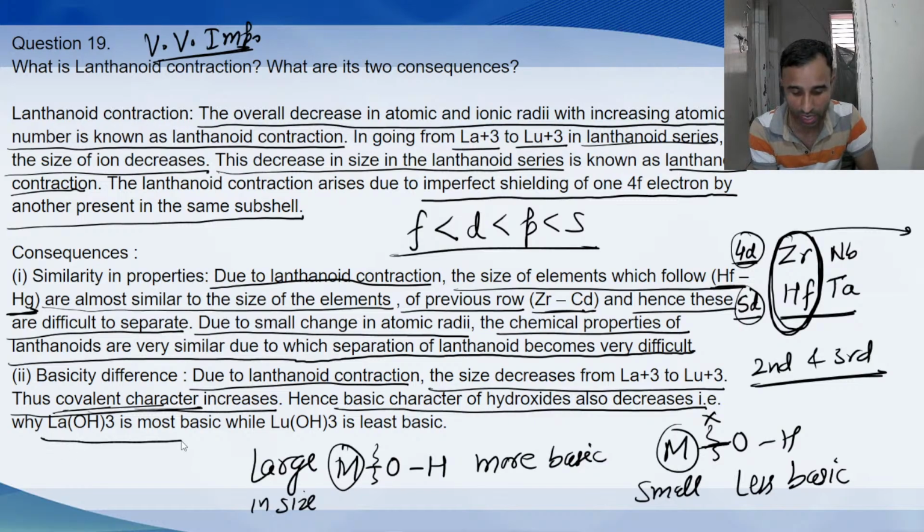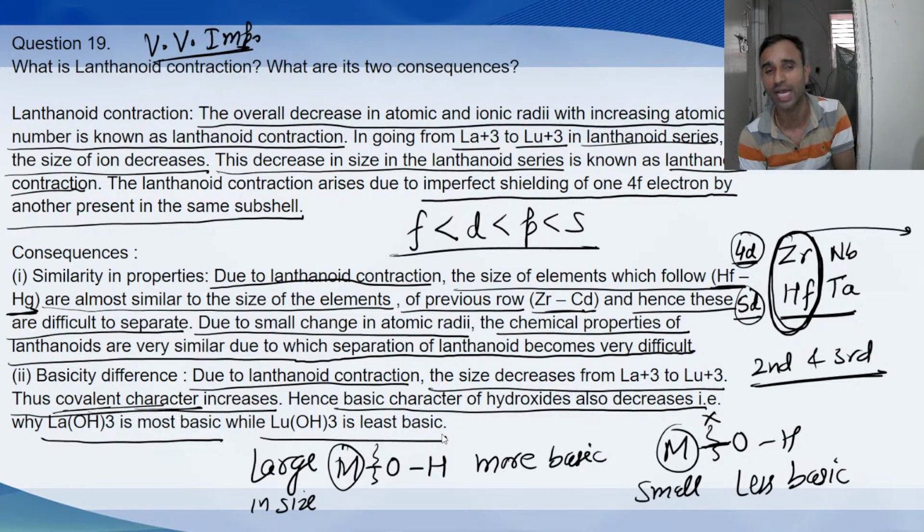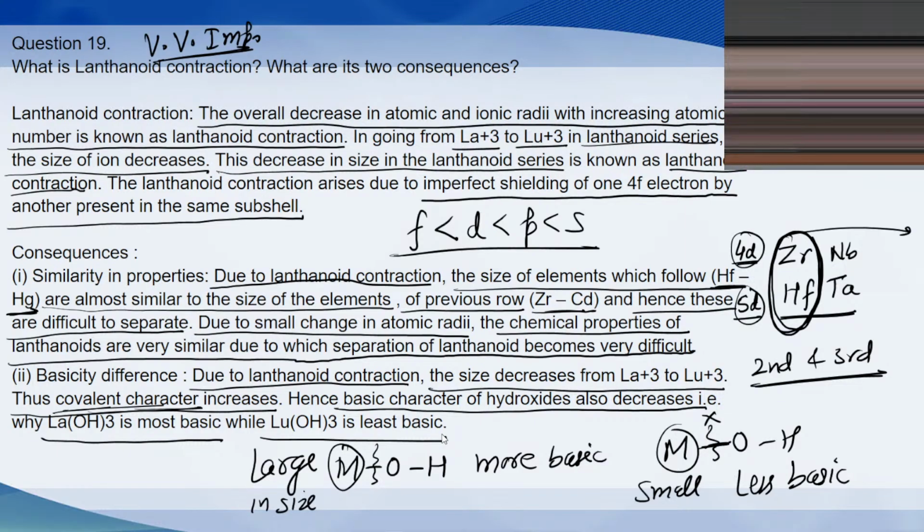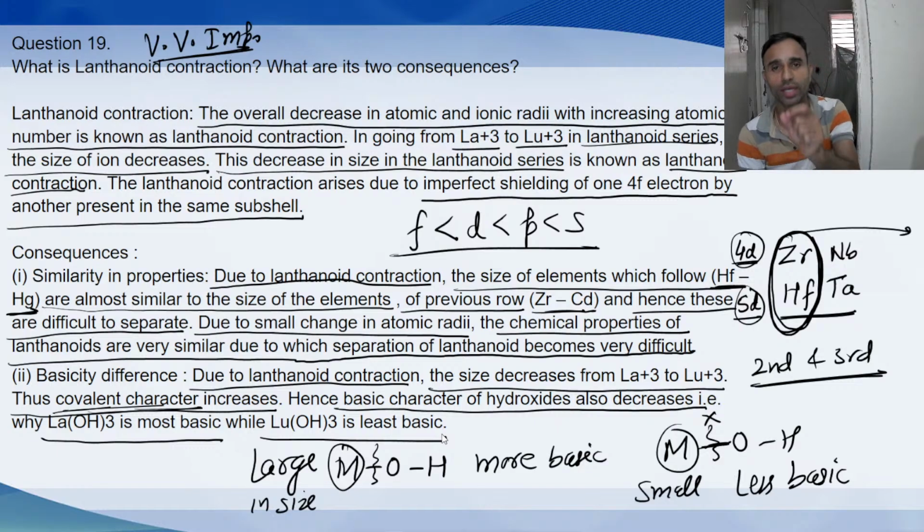That's why lanthanum hydroxide is most basic, lutetium hydroxide is least basic, because along the lanthanoid series size decreases. The one which has large size is more basic. So in the start there is lanthanum, so lanthanum hydroxide is most basic, and as we go along the series, size decreases. Lutetium has a minimum size, and that's why its hydroxide is least basic. So these are the consequences of lanthanoid contraction.